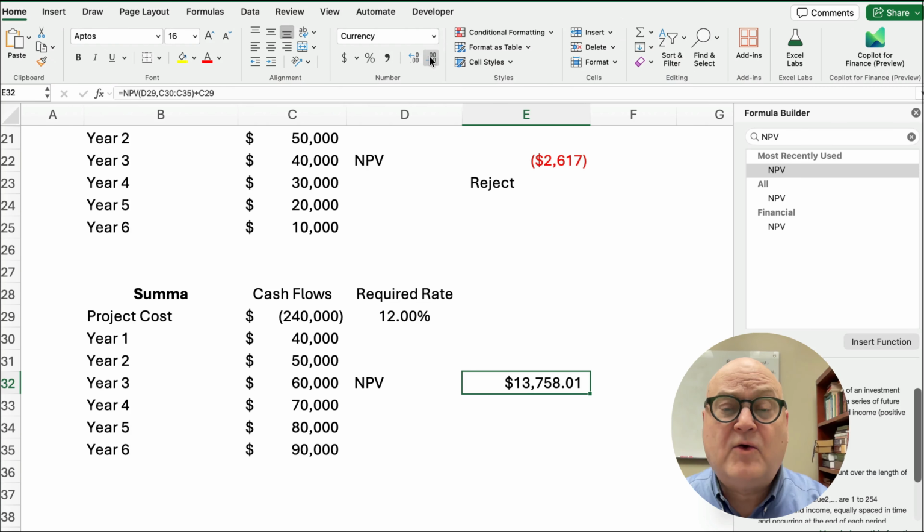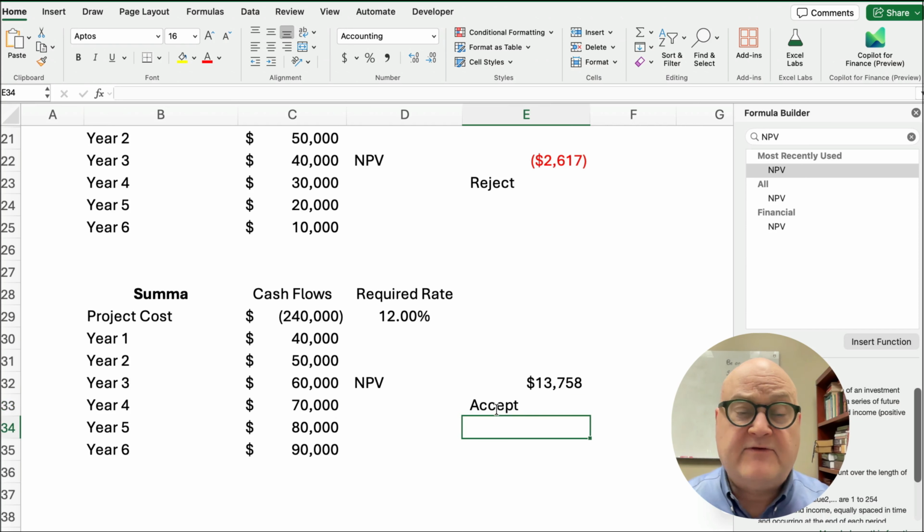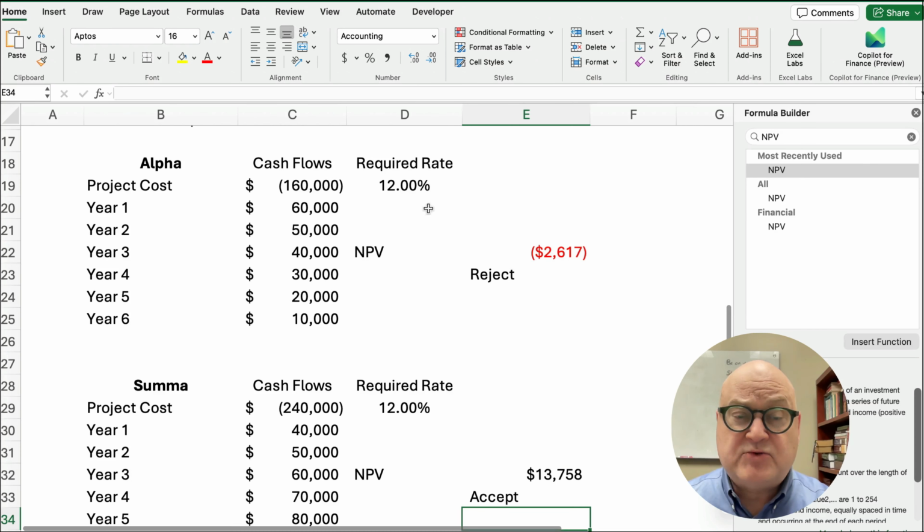I'm going to make it a whole number here. We don't need the pennies. So 13,000 is positive, so we're receiving greater than 12%, so we would accept this project. So we have two projects. One at 12% comes out to be a negative number, so we reject it. One comes out to be a positive number, so we accept that.